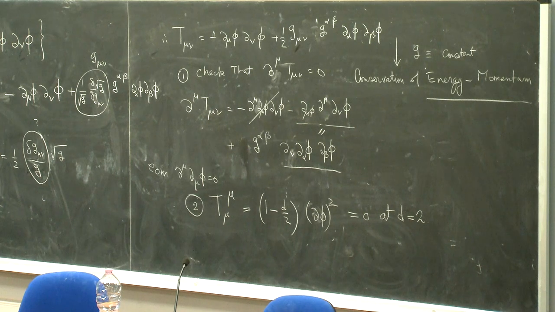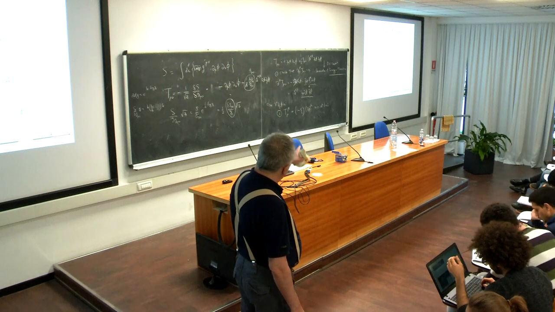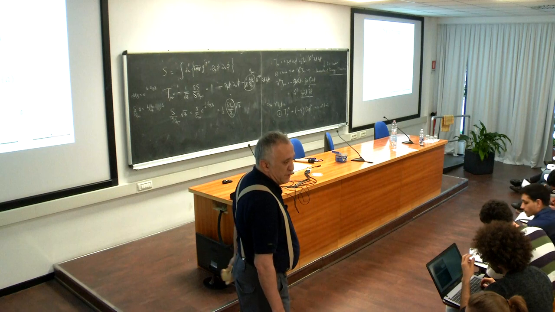Those two terms are equal, yes. You have to just rewrite and rename the indices for them to look the same. So the derivative of T mu nu is zero. This is conservation of energy and momentum.